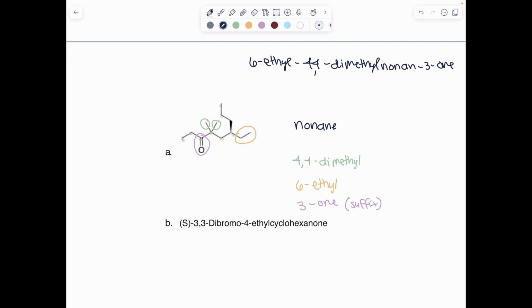If you happen to look at the key that Dr. Collini posts on Canvas, she numbered this direction, so her naming looks a little bit different, but I think that was just a mistake because the longest parent chain is 9, not 8.